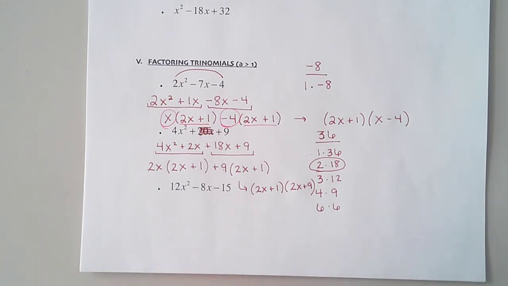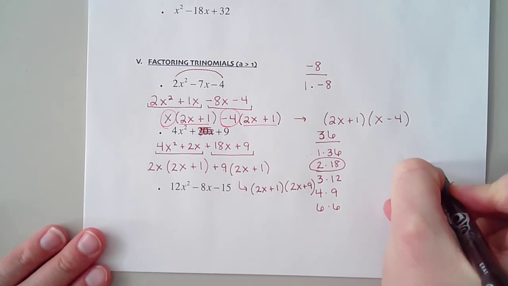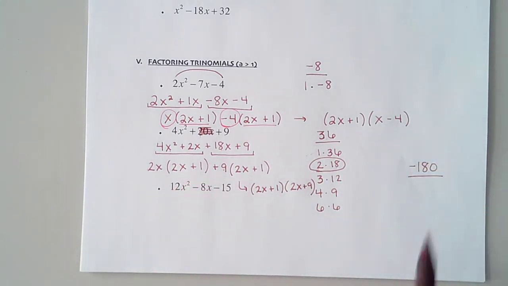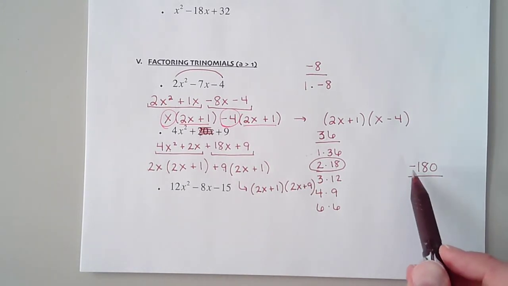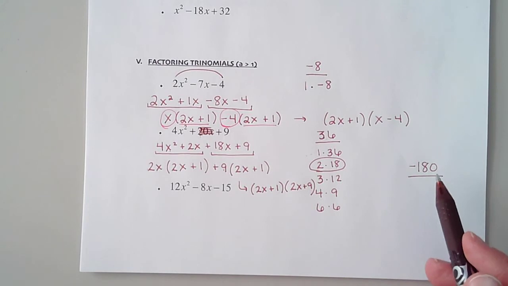Okay, let's try one more. This one is a lot larger number, but the process will still work. So 12 times negative 15 is negative 180, and we need something that's going to multiply to 180 and add to make 8. And because of the negative, I know I'm going to have one positive, one negative number. So when I say add to 8, really I mean subtract to 8.